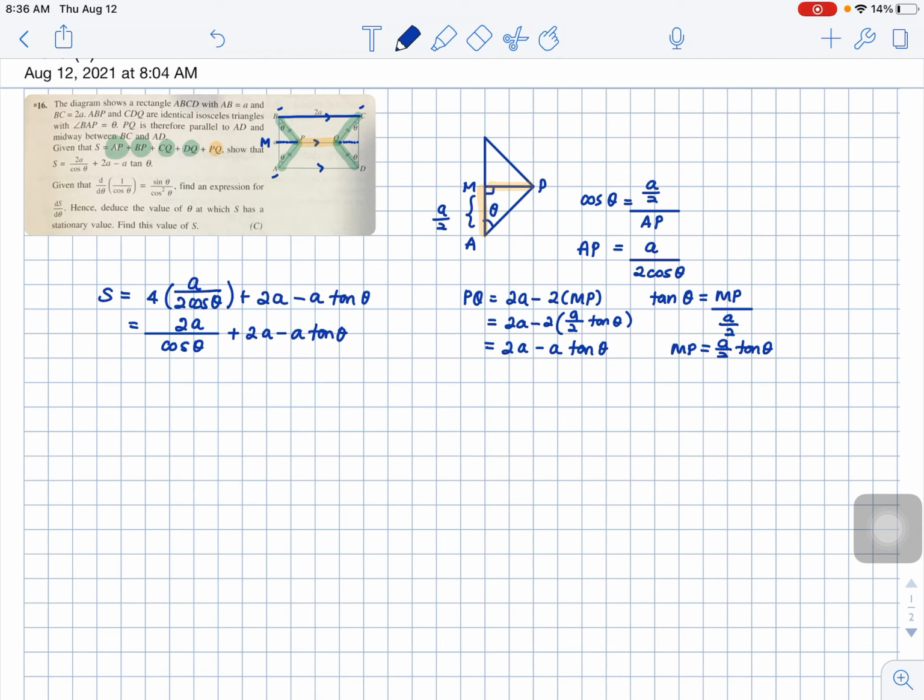Okay, shown. Now they are giving us the derivative of 1 over cos theta as stated here. We have to find the expression for ds over d theta. So I'm going to differentiate my s with respect to theta. So what will happen to all my a over here? They are being treated as a constant. As we know from the diagram, it's actually the length.